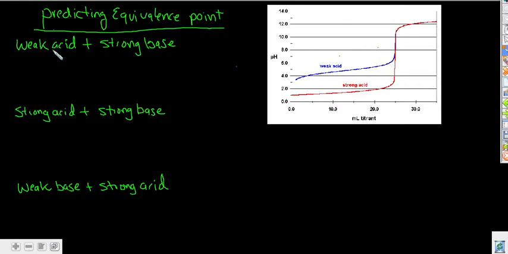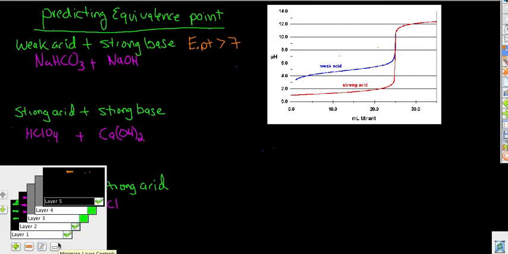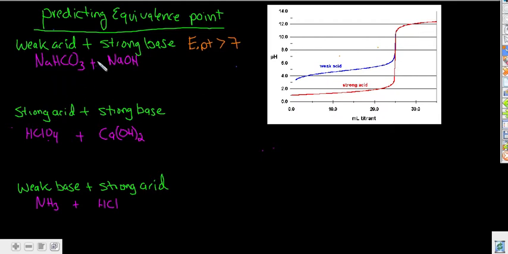So anytime you have a weak acid and you add a strong base to it, here's what we know. The equivalence point is going to be greater than 7, right? So I've got some things written out here, some different sort of things that we could look at.